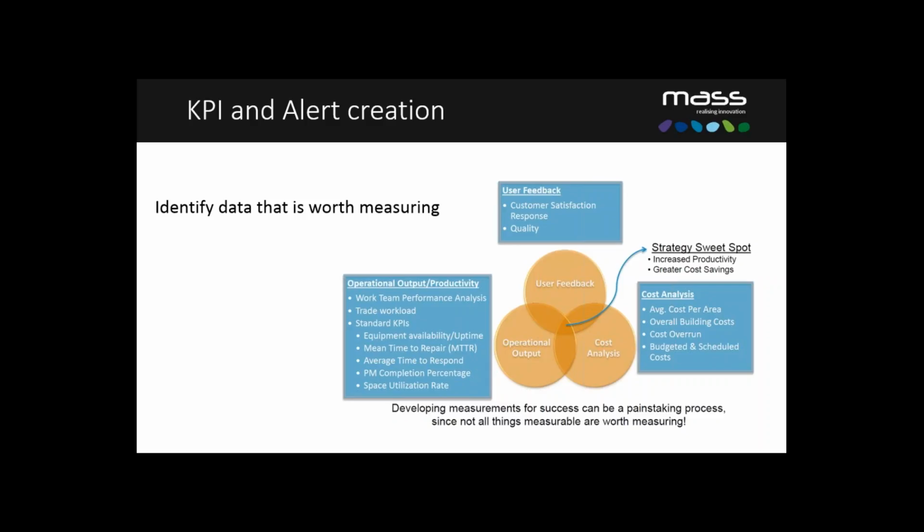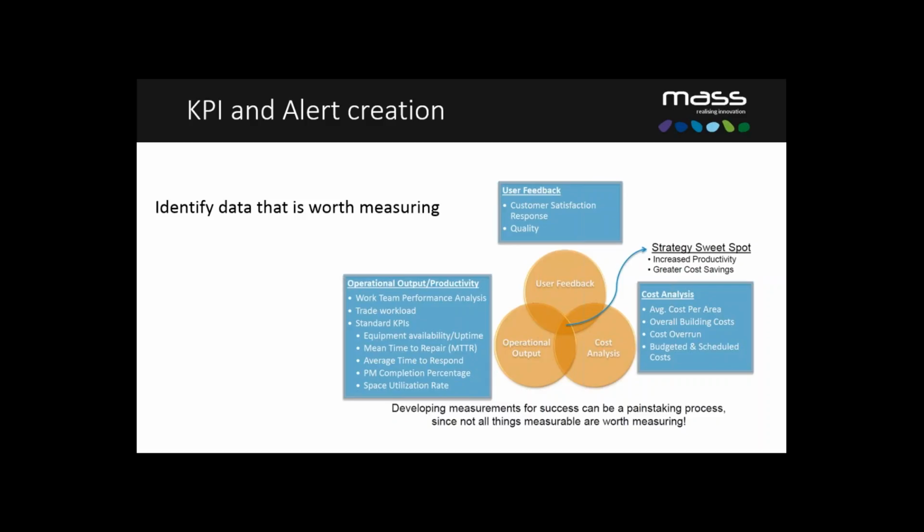So here we've got user feedback, cost analysis, and operational output productivity. User feedback is quite simple. It's customer satisfaction response against the quality of work you are doing. Cost analysis is the general costs that are going against your site, against your work, and against your usage of personnel. And operational output productivity is not necessarily the costs of using the people so much as it is against the output of, say, craftspersons.